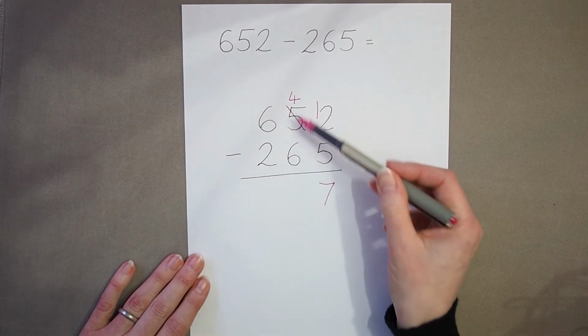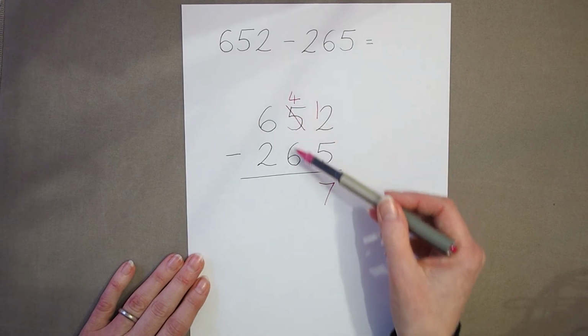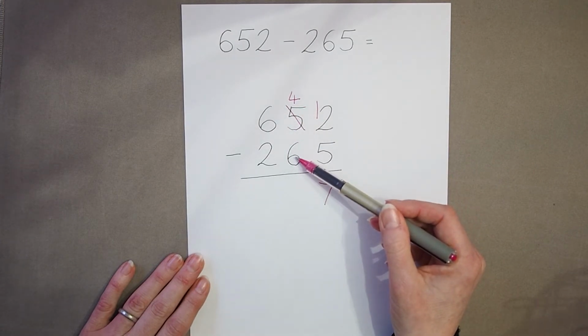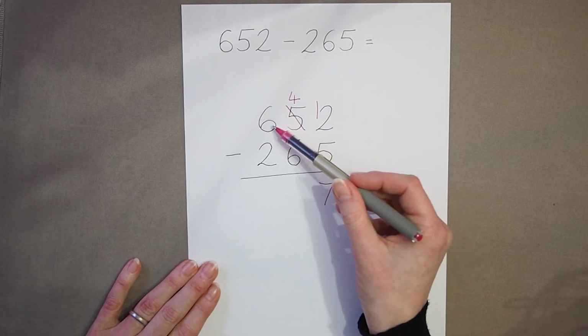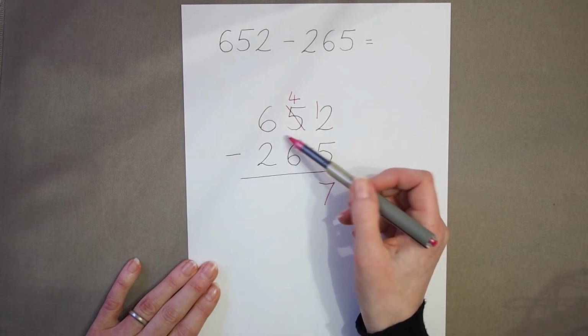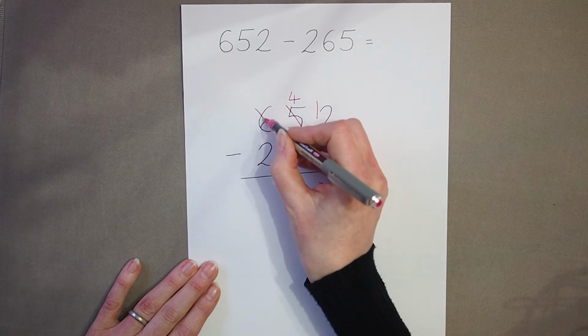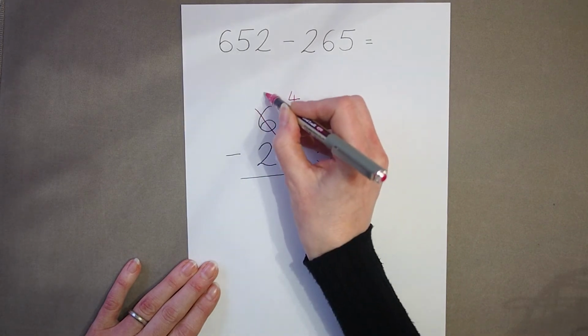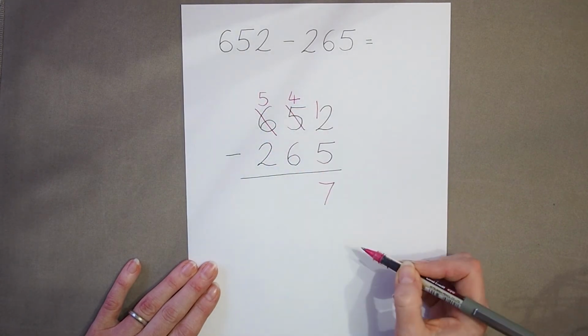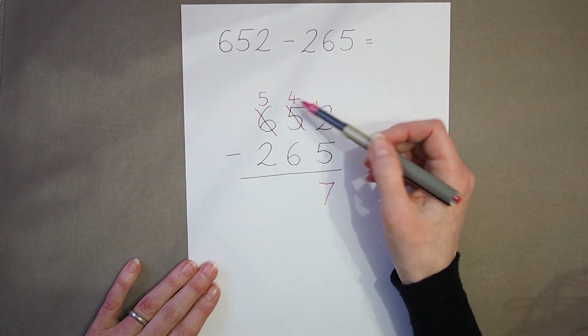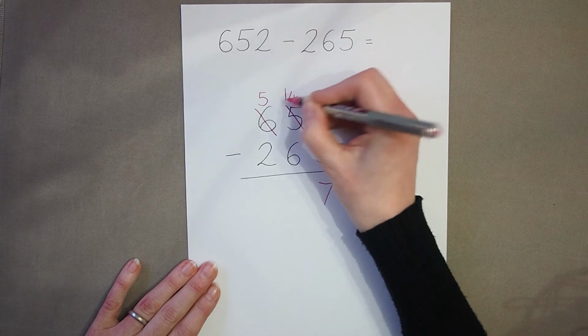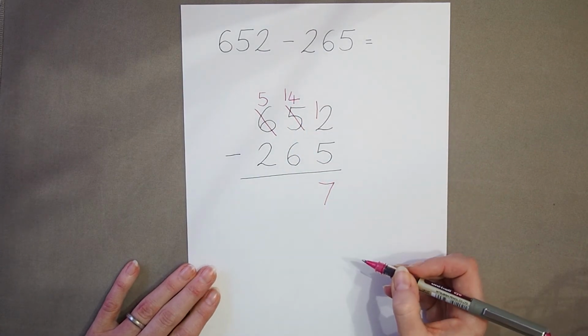My tens column, I need 4 tens and I need to take away 6 tens. I don't have enough tens. So again I can look to the next column along, my hundreds column. I have 6 hundreds, so I can take one of those hundreds out. I'll have 5 hundreds left, and I can put that 100 into my tens column.